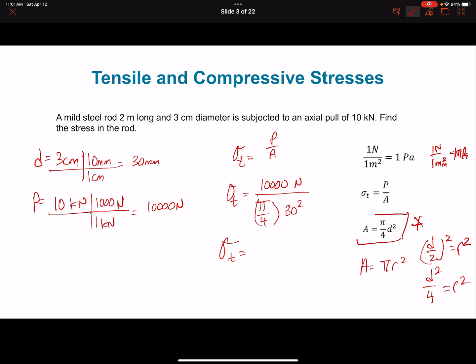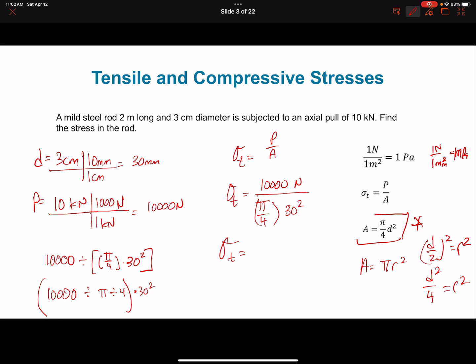So what you need to do is make sure that you're doing this, right? 10,000 divided by open bracket, pi over 4 times 30 squared, close bracket. If you just put it in like this, 10,000 divided by pi divided by 4 times 30 squared, you're going to get a different answer, because it's going to do it in the order of operations. So it's going to take all this and then multiply the whole thing by 30 squared, and it's going to give you a huge number, way different than what you should have.